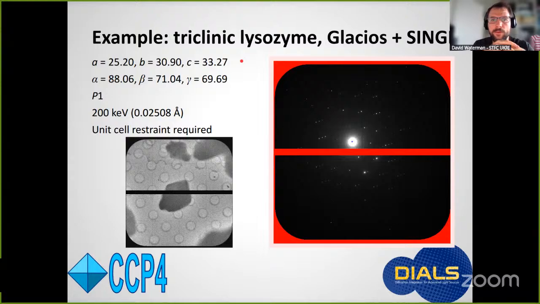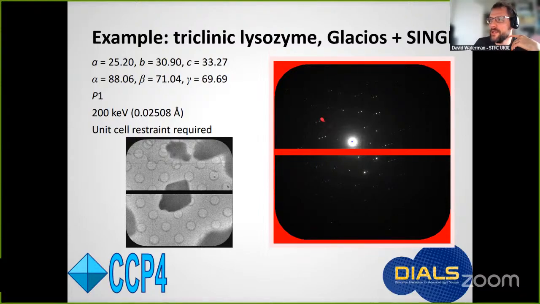Here's an example where the data was collected at eBIC on the detector with the Singla. And this is a triclinic form of lysozyme as an image of the crystal. Unfortunately, no scale bar, sorry. There's a representative diffraction pattern. It's quite nice. It diffracts very well. We lose a bit of some of the low resolution data because of this dead area.